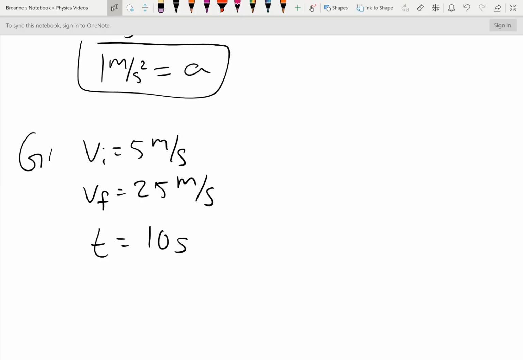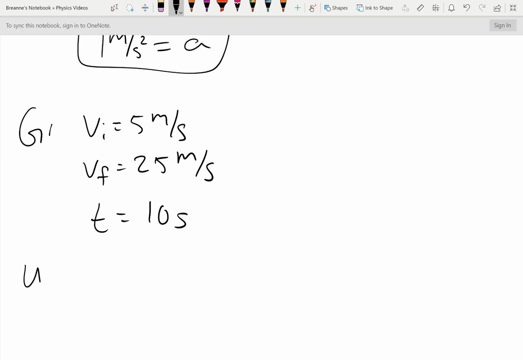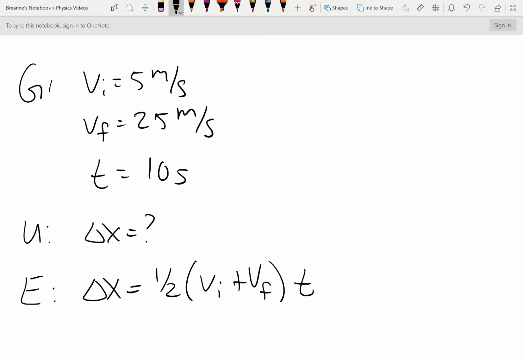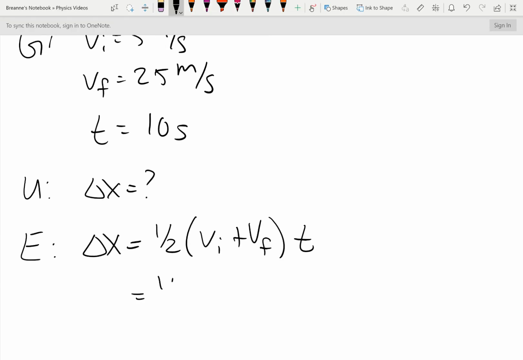It's asking for how far, so our unknown is how far. We're looking for our displacement. If we look at our equations, we need an equation that has initial velocity, final velocity, time, and displacement. You see, our displacement equals 1/2 (VI plus VF) T. So we can just plug in: VI is 5, VF is 25, T is 10.